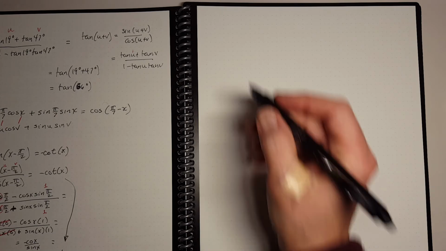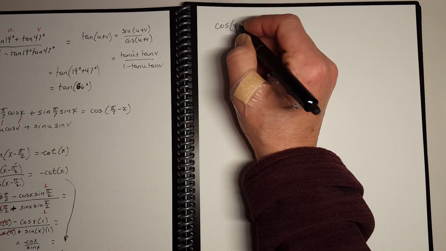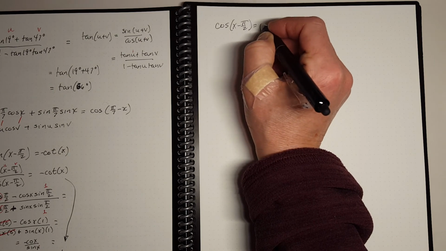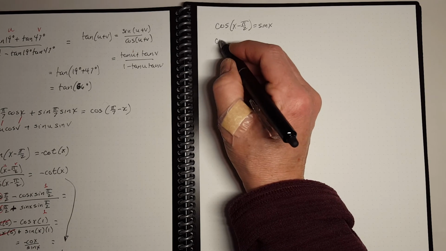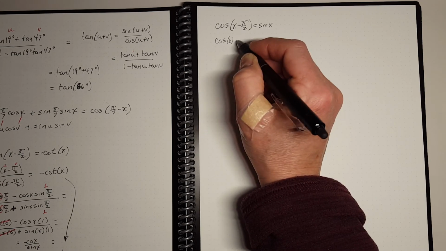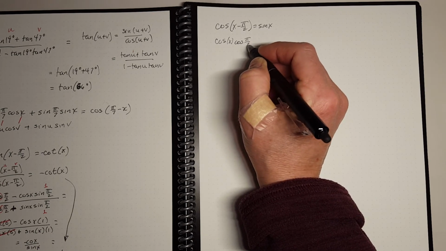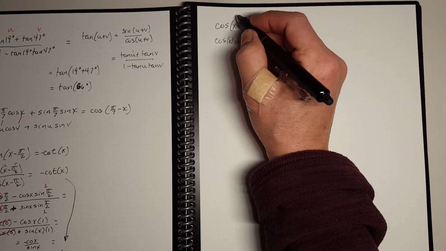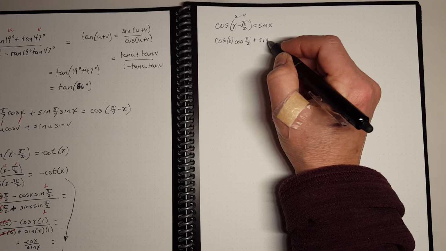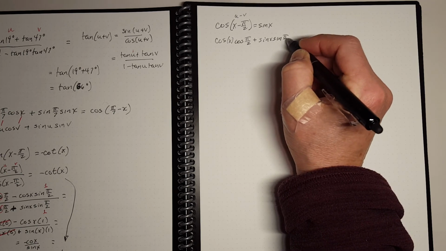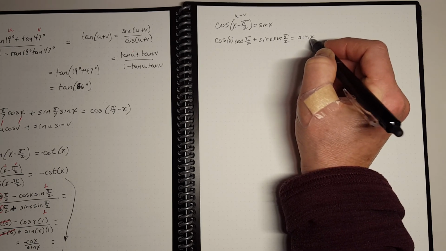Okay, let's take a look at the next proof. We have 25, and 25 asks us to prove cosine of x minus pi over 2 is equal to sine of x. So we're going to expand this first term out. Cosine of x, cosine of pi over 2. This is a u minus v, and so there's a plus on this identity. Plus sine of x, sine of pi over 2. And we're trying to prove that that equals sine of x.